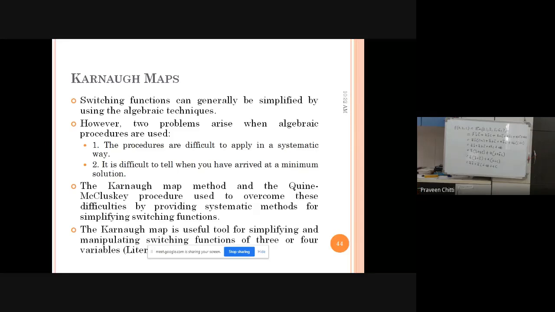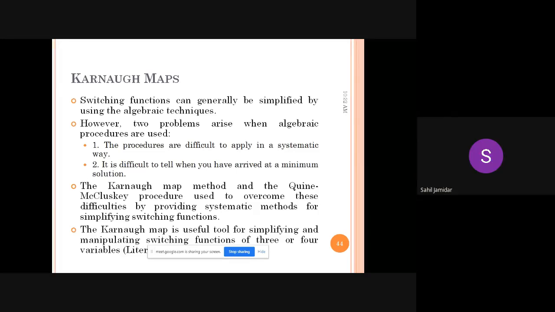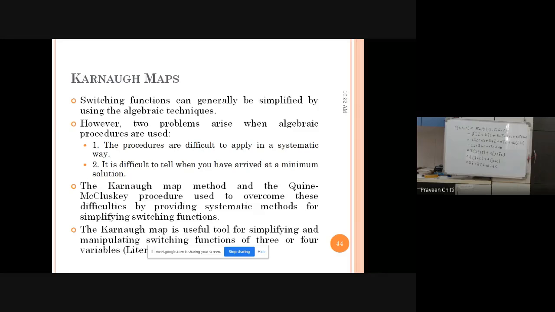And what are the two structured methods we are going to discuss here? First one is called as what? K-map method. K-map or Karnaugh map. Because it is designed by Karnaugh, so it is called Karnaugh map or K-map. And the second method is Quine-McCluskey method. These are the two methods or procedures which are used to overcome these difficulties by providing systematic methods for simplifying the Boolean equations or the switching functions.